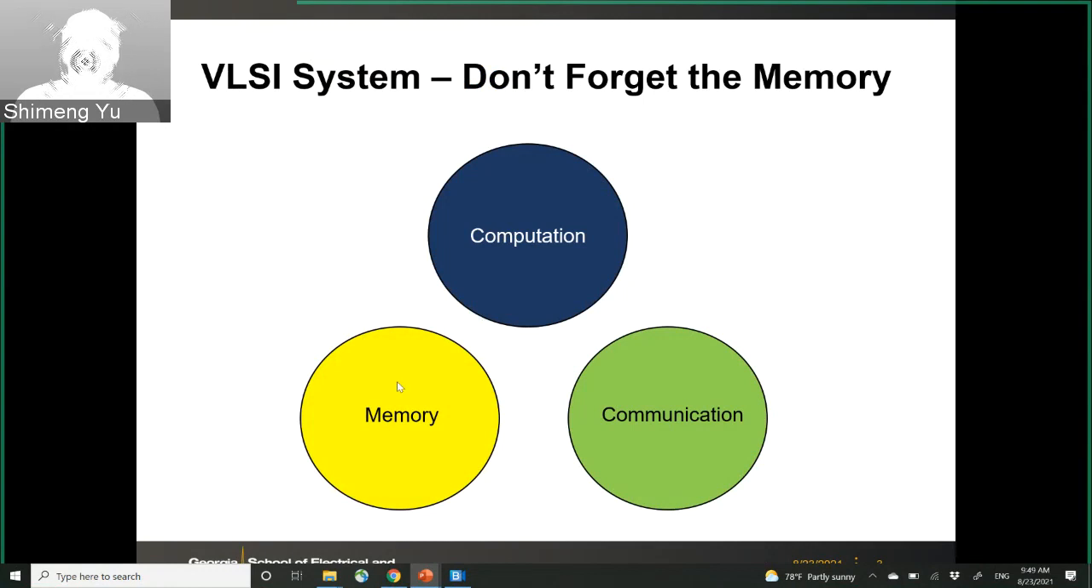And here we are going to focus on the memory because it's becoming more and more important in the whole system as we are entering this big data era.